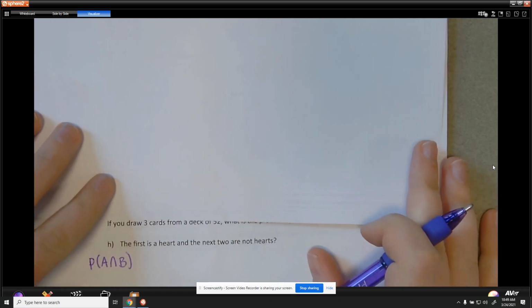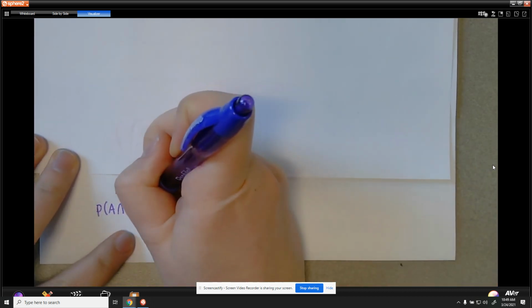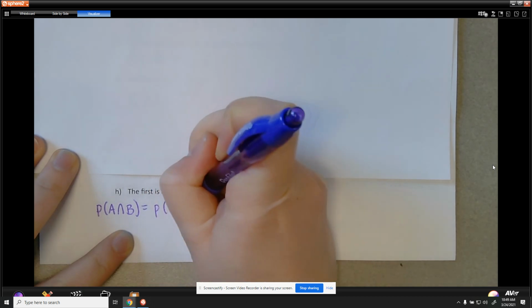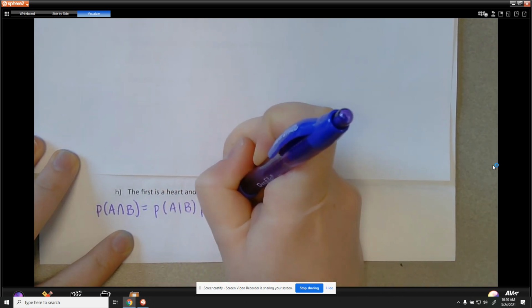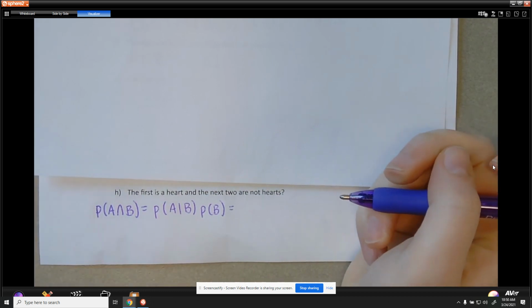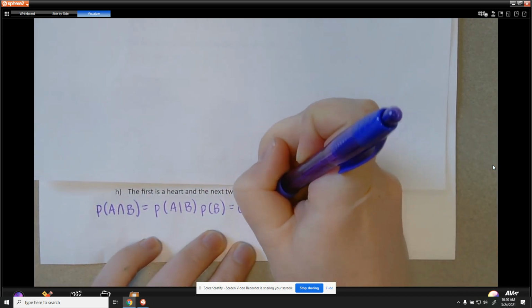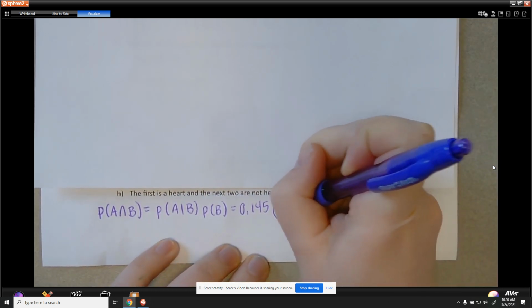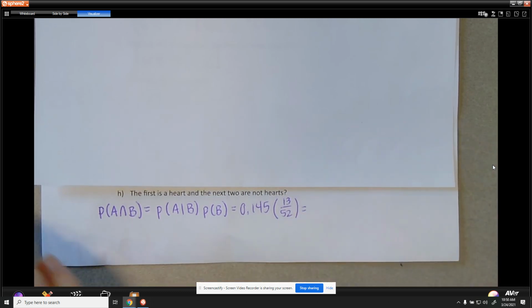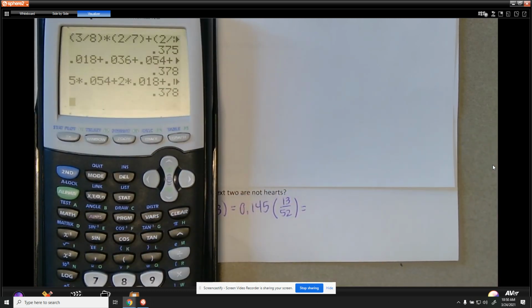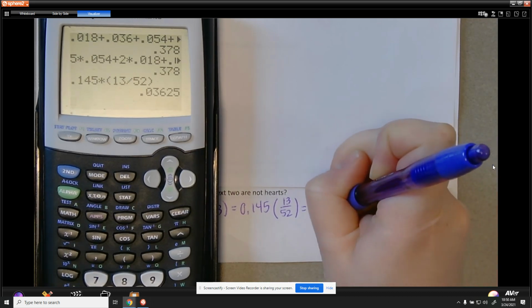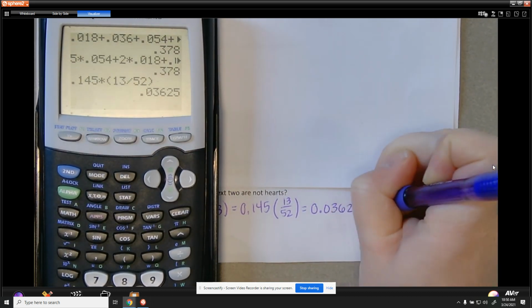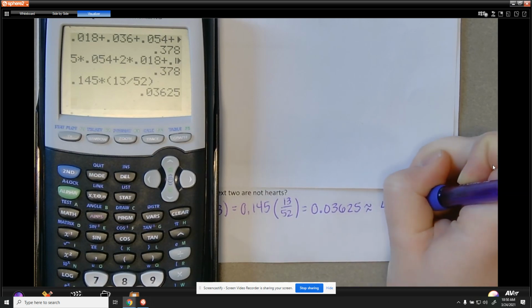So the probability that the first is a heart and the next 2 are not hearts would be the probability of A given B that we just found times the probability of B that the first is a heart. So that I just found was 0.145 times the probability of the first one being a heart. Well, there's 13 hearts out of 52 cards. So I'll multiply here, 0.145 times 13 divided by 52, which is a quarter, but that's okay. 0.03625, so this is about 4%.